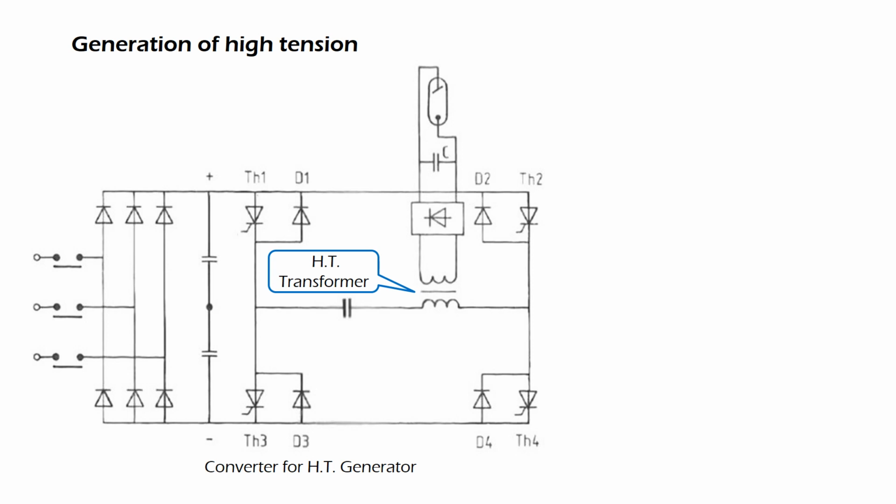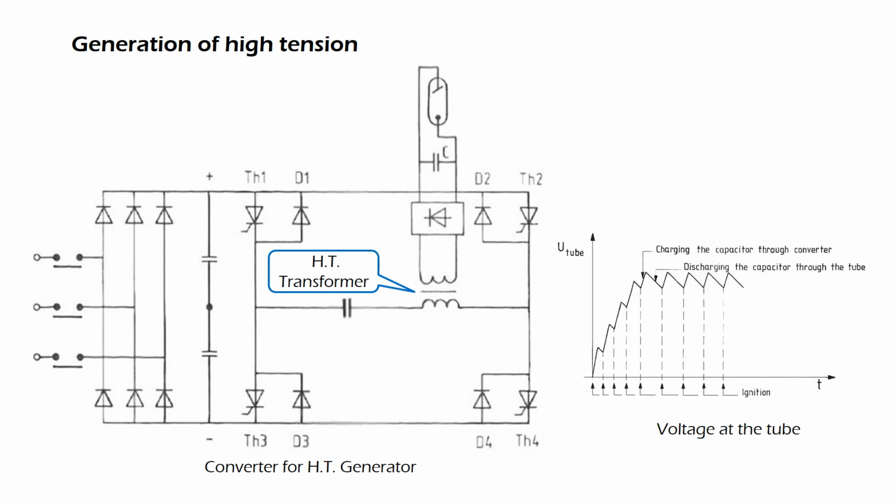If the resonant current flows through the primary winding of the high-tension transformer, a voltage is induced in the secondary winding. This voltage is rectified and charges the capacitor C. The tube current causes the capacitor to be discharged. The ignition frequency of the thyristors determines the magnitude of the voltage at the tube. The illustration on the right graphically represents the plot of the tube voltage against thyristor ignition or firing interval.